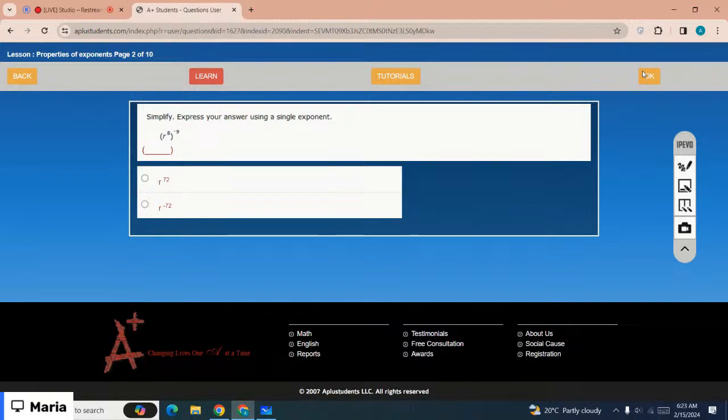Okay, simplify m exponent 8 raised to the exponent negative 9. So which is the correct option? The correct option is r exponent negative 72, right? Option number 2 is the correct option, that is r exponent negative 72.